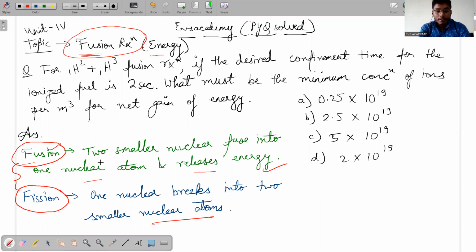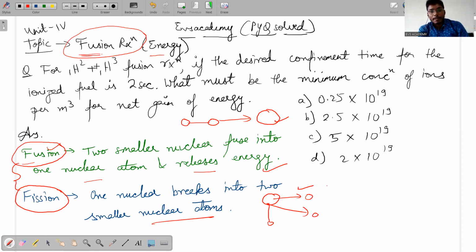Fusion means anything which is fusing. Two smaller nuclei fuse into one bigger nucleus, and that is known as fusion. Fission means breakdown: when one nucleus breaks into several smaller nuclei, it is known as fission. A very common example of fusion is the energy of the sun. The fusion reaction question comes in the exam.